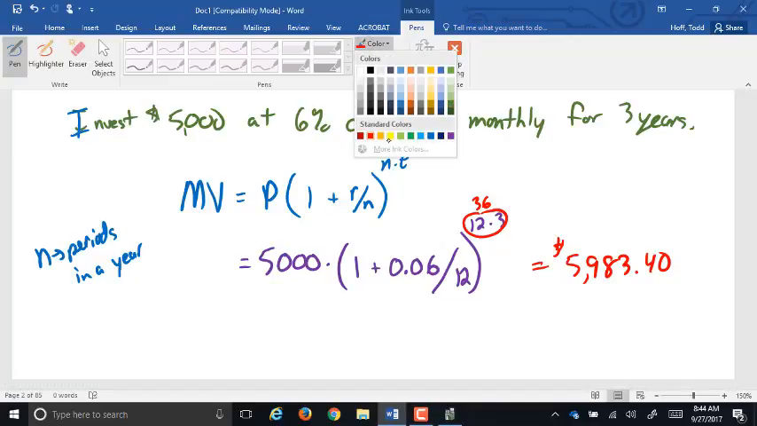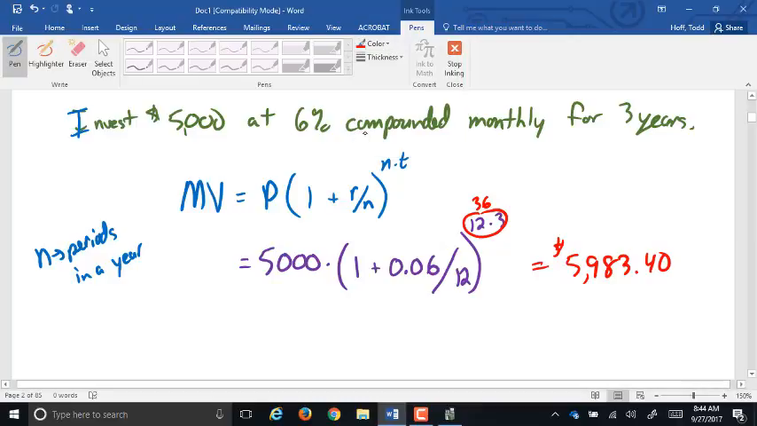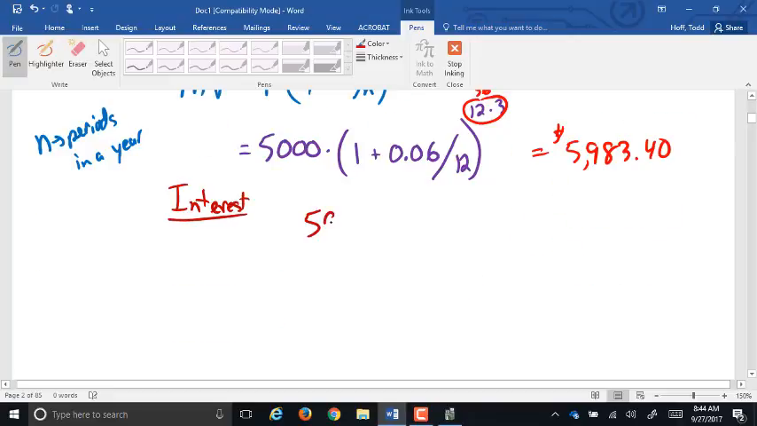What if I didn't want the ending balance? What if I really wanted the interest? You got it. We would just subtract that ending balance of $5,983.40 minus the $5,000, $983.40.